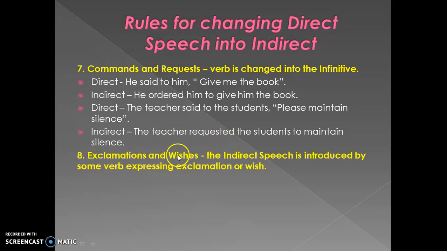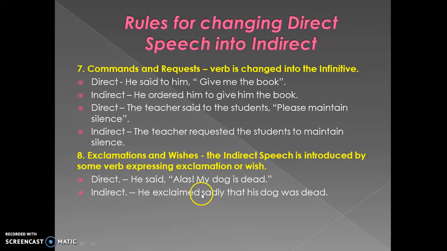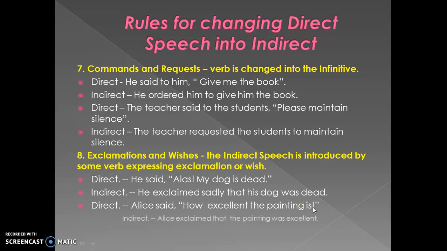To change exclamations and wishes into the indirect speech, the verb expressing exclamation or wish is used. Example, he said, "Alas, my dog is dead," is written as, he exclaimed sadly that his dog was dead. Another example, Alice said, "How excellent the painting is." It is written in the indirect speech as, Alice explained that the painting was excellent.